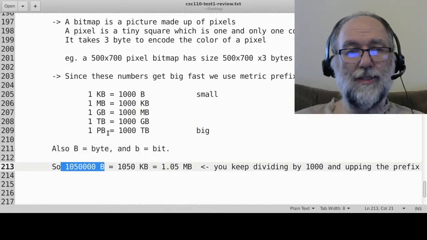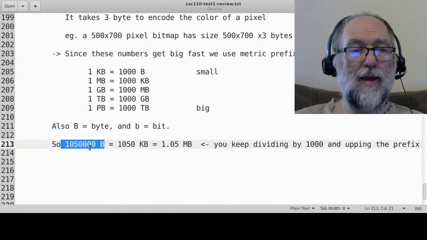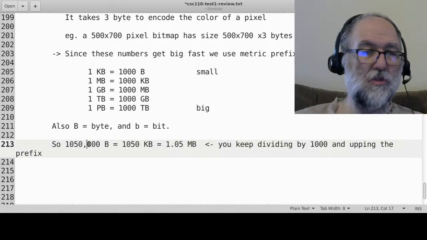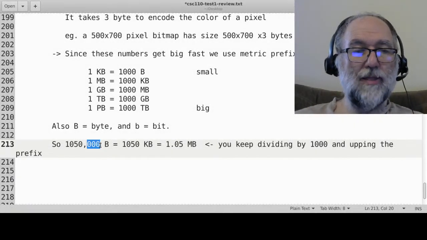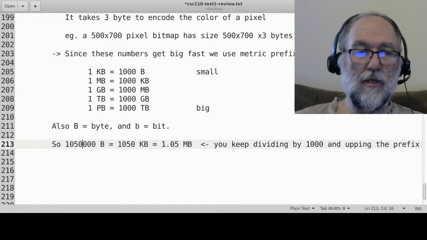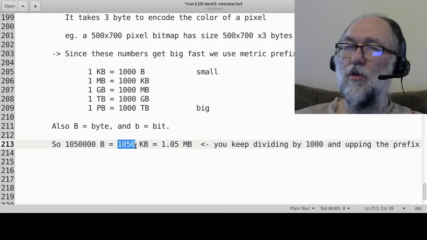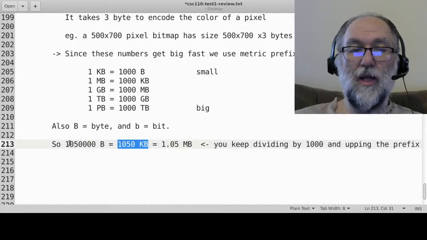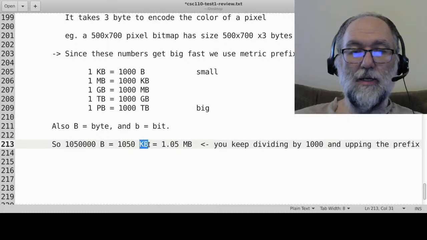So this number here, I wouldn't show you the number like that on the test. What would I do? Well, if I take this 1,050,000 and divide it by 1,000, basically I'm just removing those last 3 zeros. But of course, if I divide it by 1,000, I go from byte to kilobyte. So I was at a little over 1 million bytes, and now I'm a little over 1,000 kilobytes. Notice that when I divide the number by 1,000, I bump my metric prefix up from byte to kilobyte.